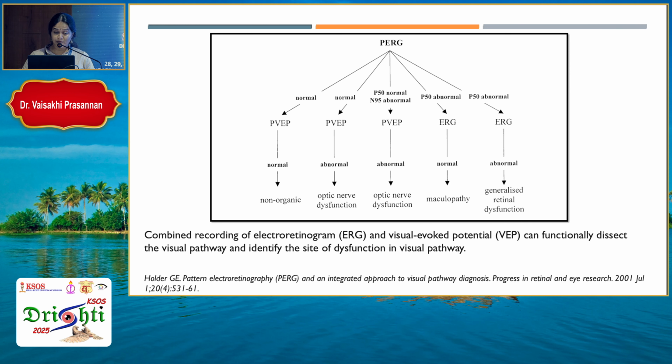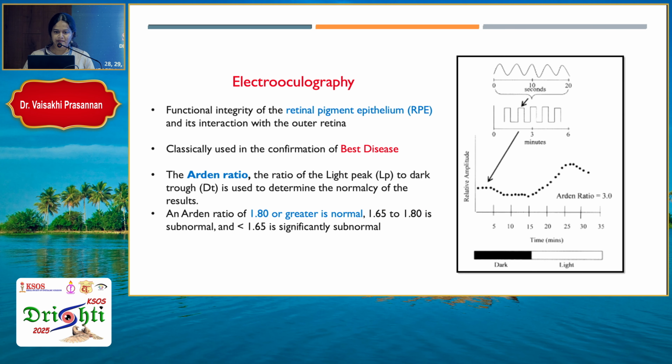A normal pattern ERG with a normal pattern VEP is suggestive of a non-organic cause. If the pattern ERG is normal, or only the N95 component is abnormal, along with an abnormal VEP, it's suggestive of optic nerve dysfunction. An abnormal pattern ERG with a normal full field ERG is suggestive of maculopathy. If both are abnormal, it's generalized retinal dysfunction.